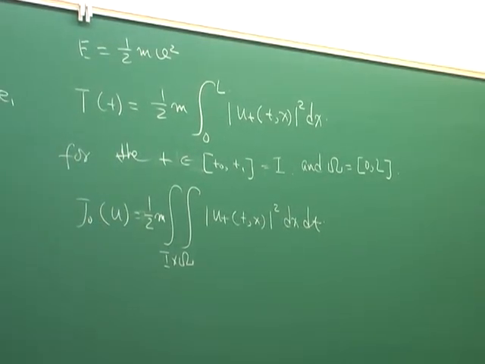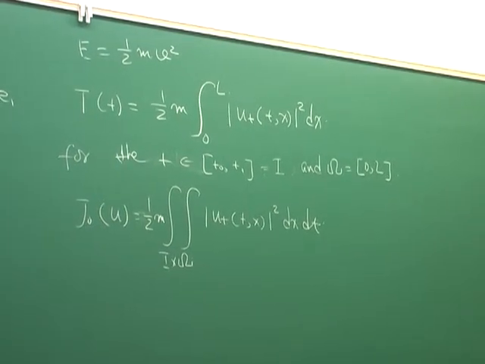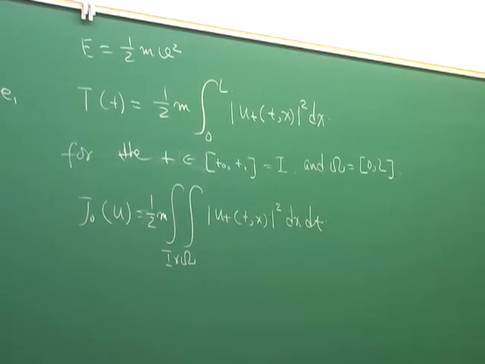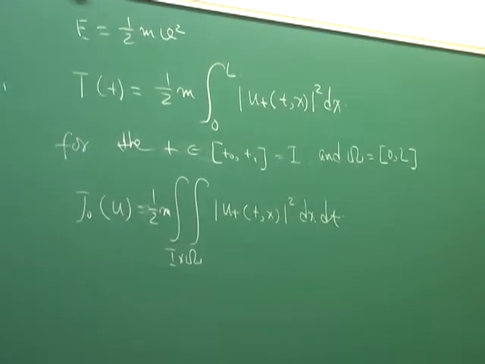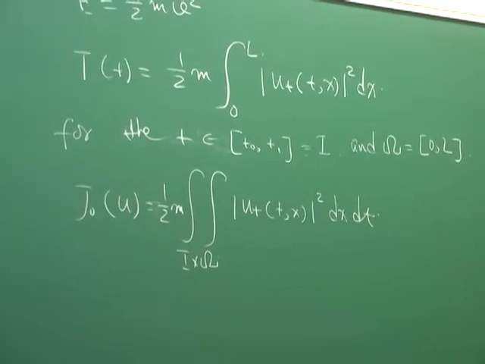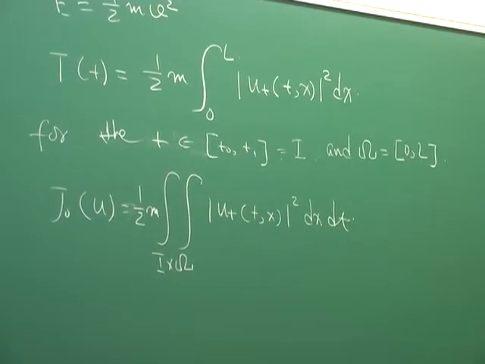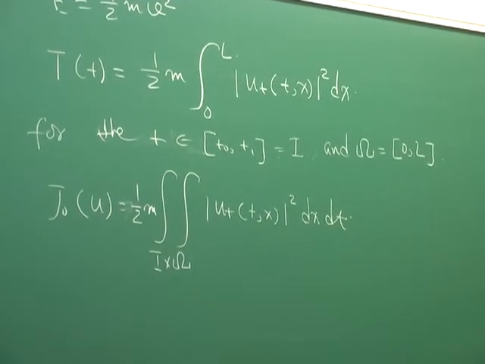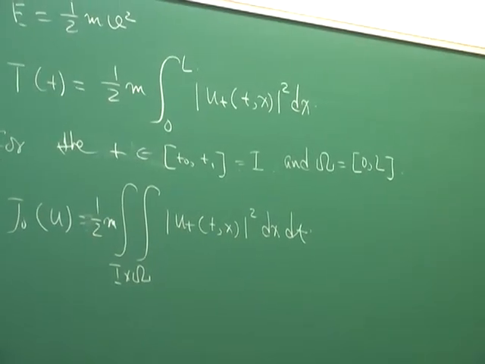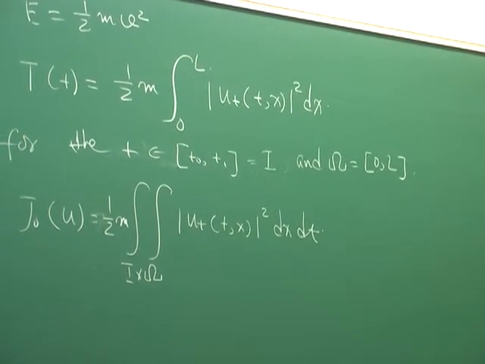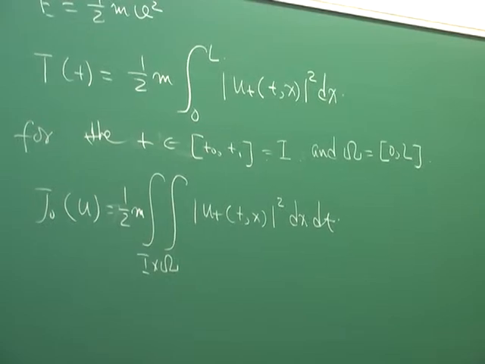Well, suppose that T does not depend on t. Then T is constant, and J0 would be T times the length of the time interval, so that's not the kinetic energy. That's kinetic energy times time, so that's called action in mechanics, but it's just the name.